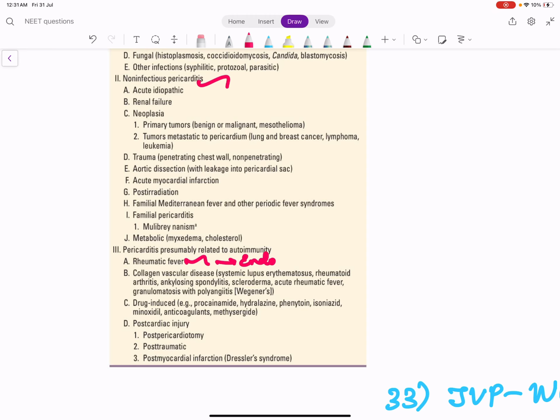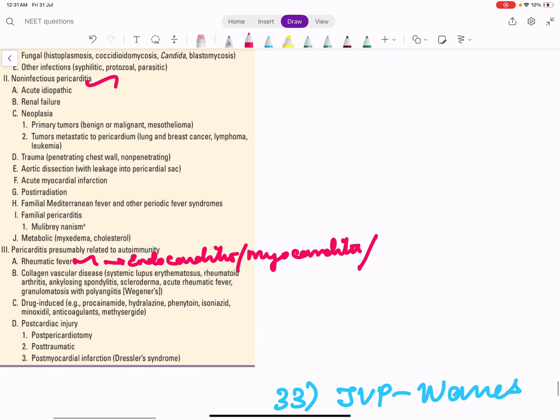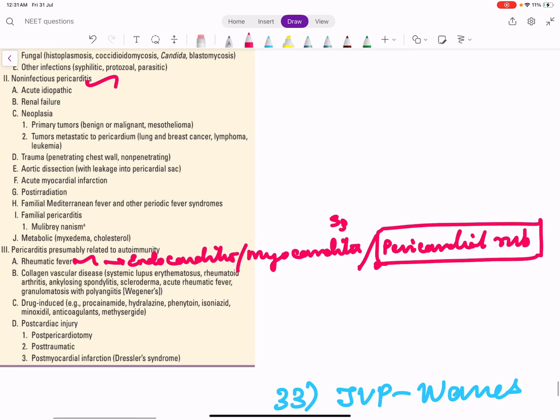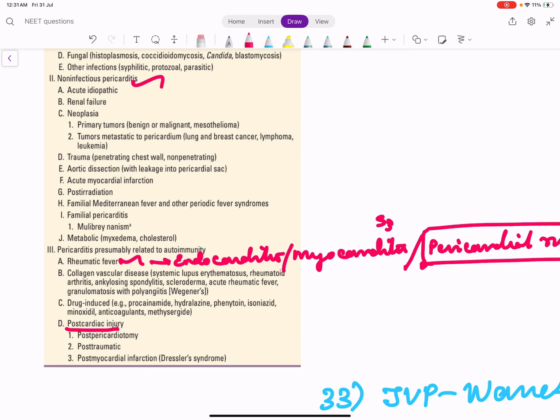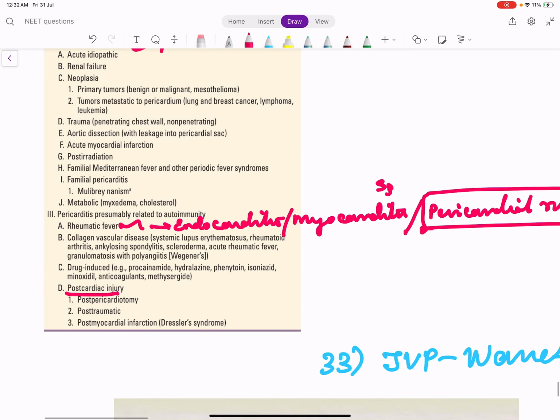It can cause endocarditis, myocarditis and pericarditis. Endocarditis causes valve problem, myocarditis causes heart failure or tachycardia or S3, and pericarditis can cause pericardial rub. So the finding of pericarditis is pericardial rub. And post cardiac injury, post MI, there can be post MI pericarditis called Dressler syndrome.